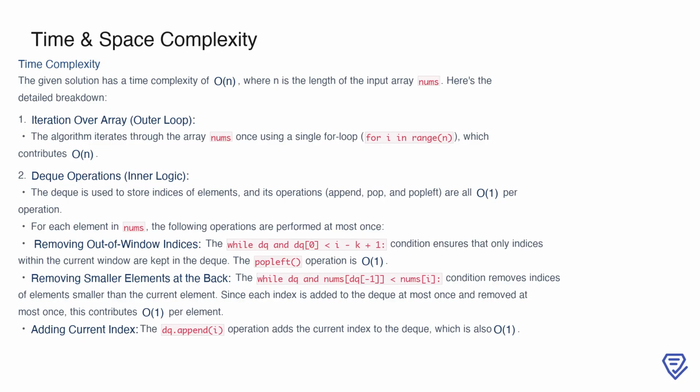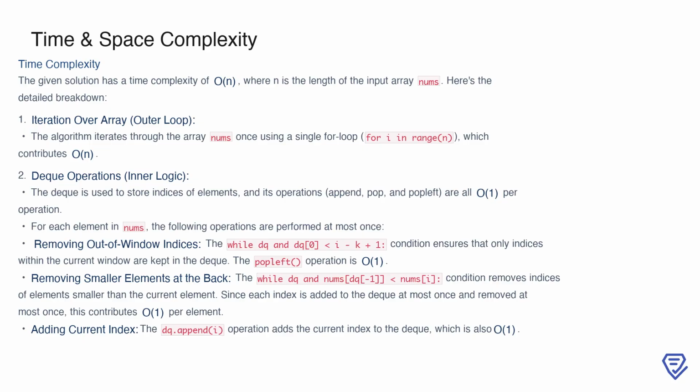Next, the core of our solution involves operations on the deque. Each deque operation, like appending, popping, or removing elements from the front or back, is O(1). Now, let's look more closely at these operations. When removing indices that fall out of the current window, the condition only triggers at most once per element, and the actual removal takes constant time.